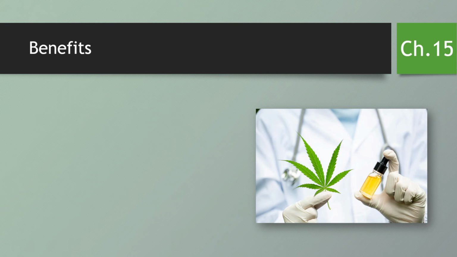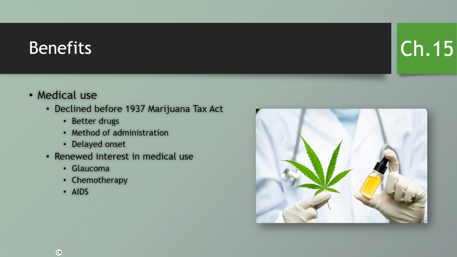Let's talk about some benefits now. In terms of benefits here, we of course have some different medical uses, right? These medical uses sort of declined before the 1937 Tax Act for a few different reasons. Number one is just because there were better drugs, right? Other medications to treat these illnesses came about, were discovered, and they just worked better.